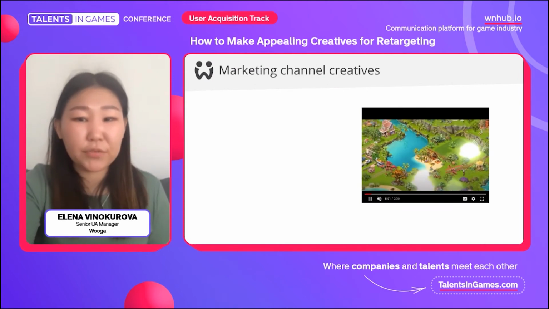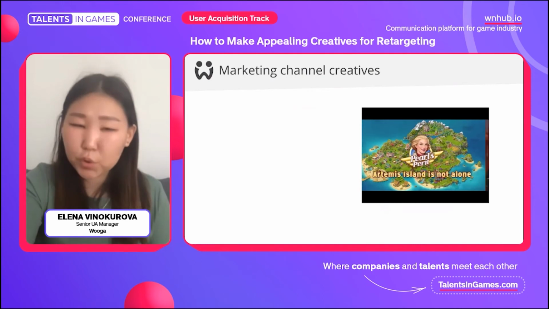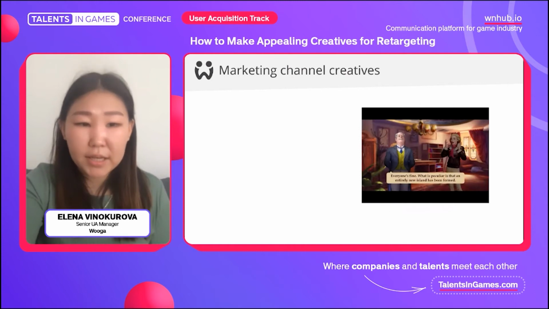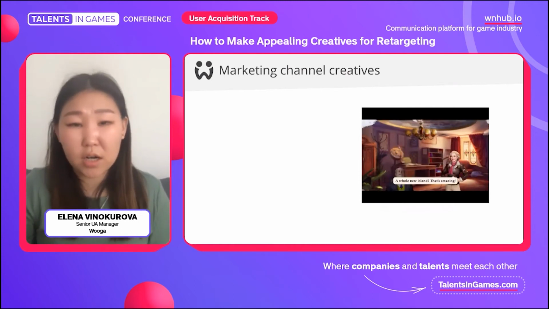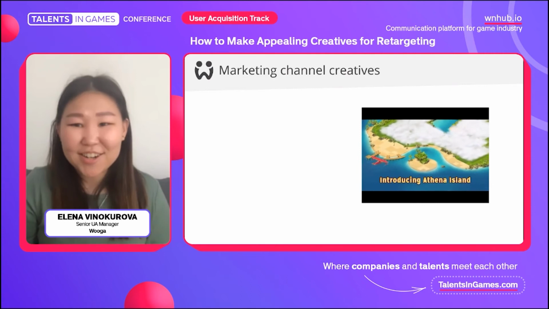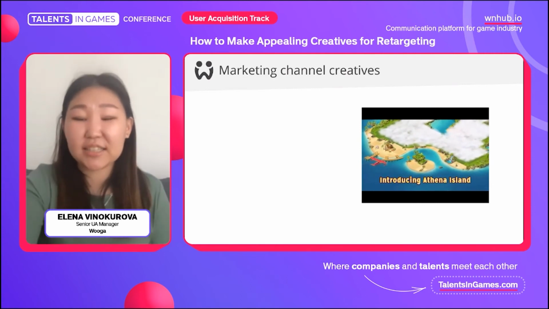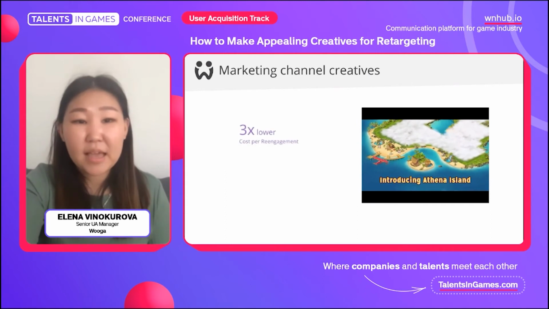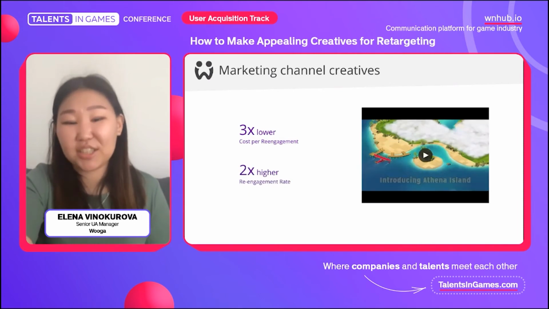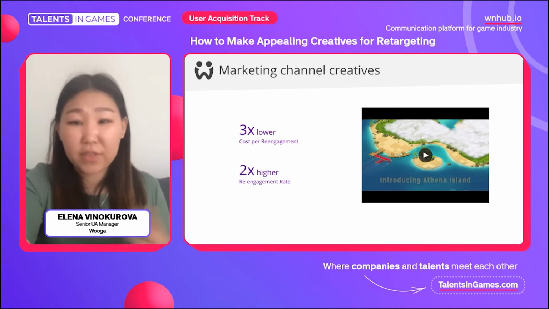Next, collaborate with your marketing department, with your community department, with your CRM department. We were running a campaign for a new feature we introduced inside of the game. We had this big long marketing trailer. We made a shorter version and tested it for retargeting specifically. And we saw 3 times lower cost per re-engagement and 2 times higher re-engagement rate. So this particular iteration was really engaging. It drove a lot of users compared to the other iterations within this concept.